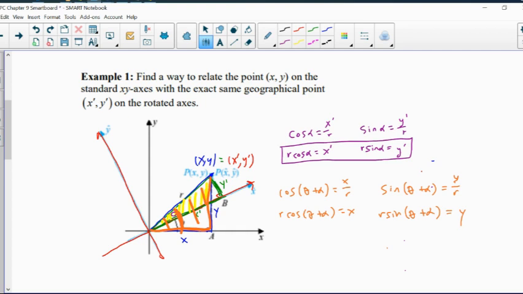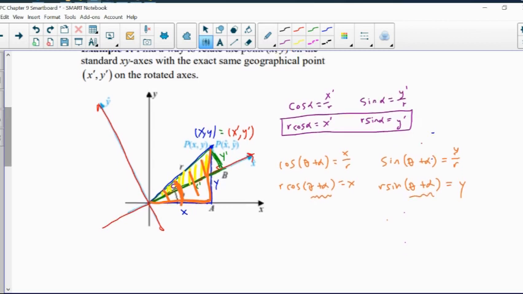So let's expand, right? That's exactly what you're thinking. I'm going to expand that using our cosine and sine formulas. So let's come over this way. We know that r times cosine of theta cosine of alpha, minus sine of theta sine of alpha, is equal to x.